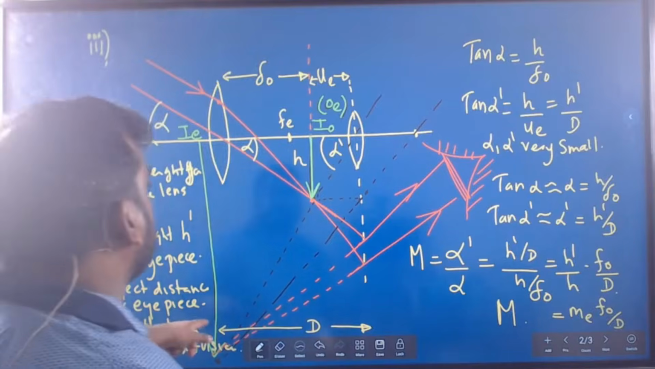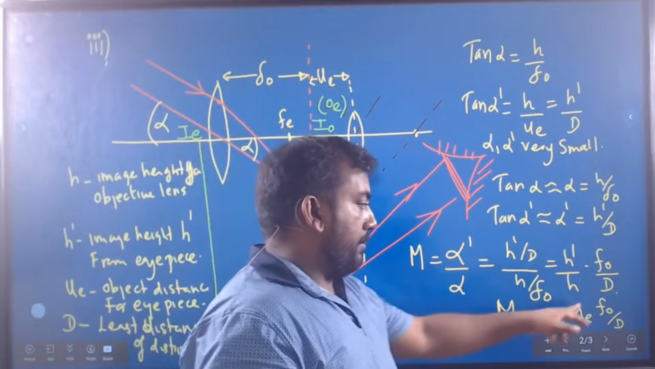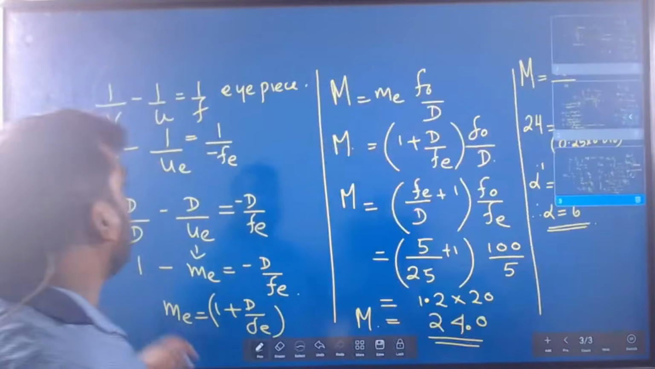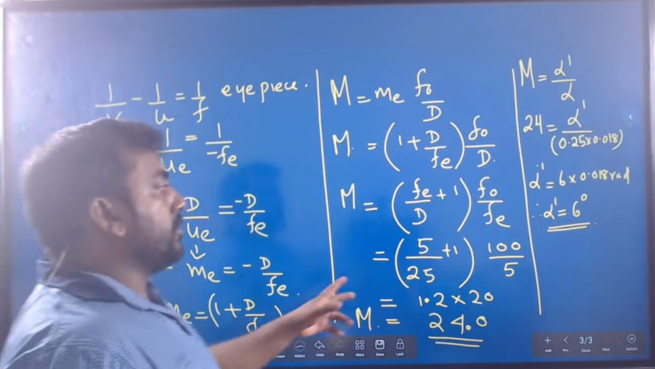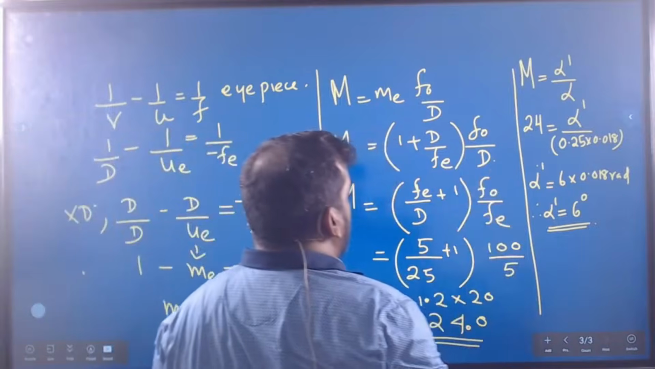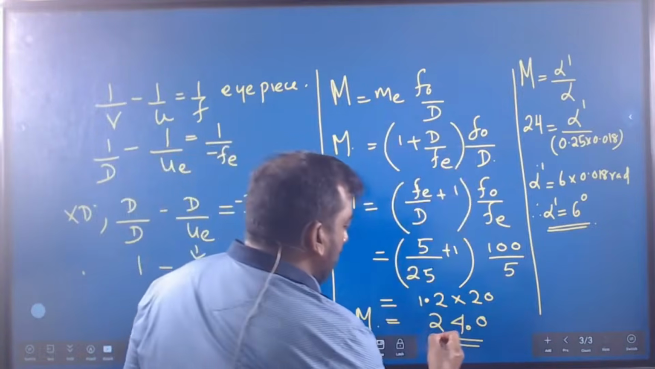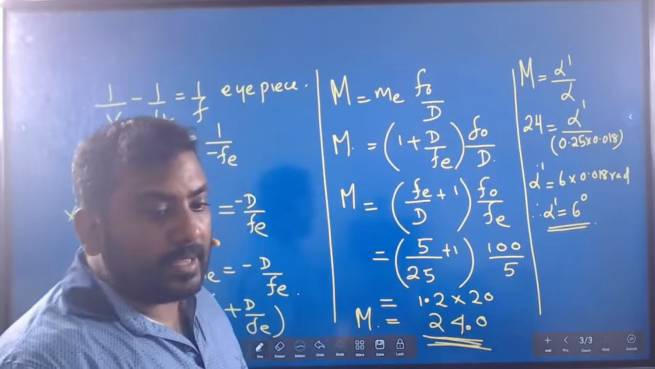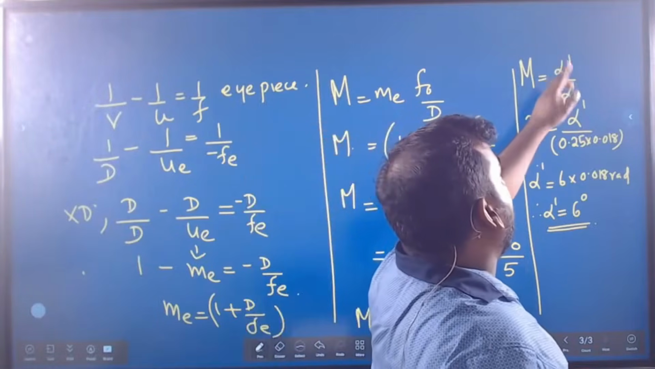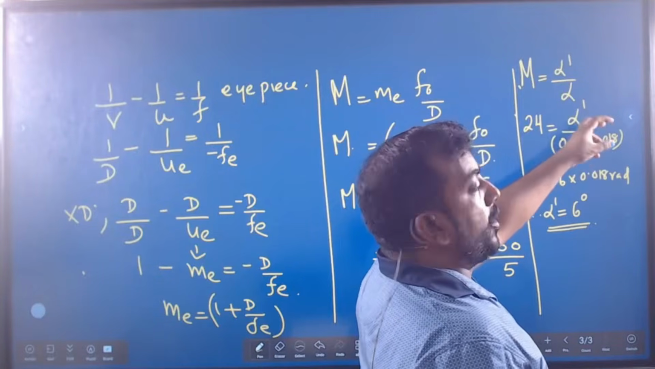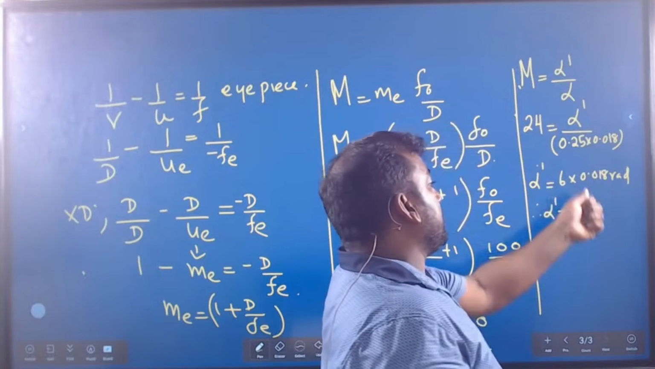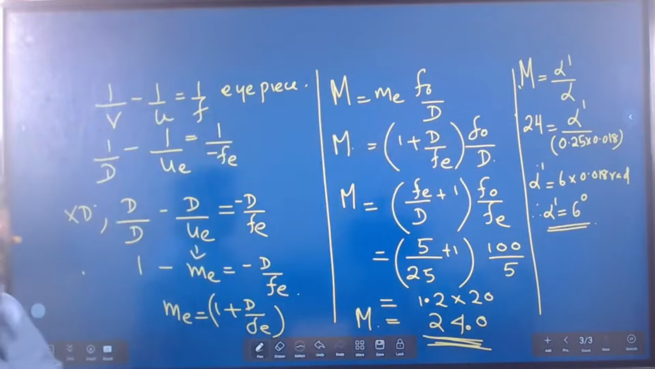So here the image is formed, ME is F naught over D, apply for the eyepiece, get ME, do the substitution, rearrange it slightly or substitute it here itself. Magnification 24 means alpha dash over alpha. Alpha is given 0.25 degrees, 0.018, cross multiply, alpha dash is 6 degrees.